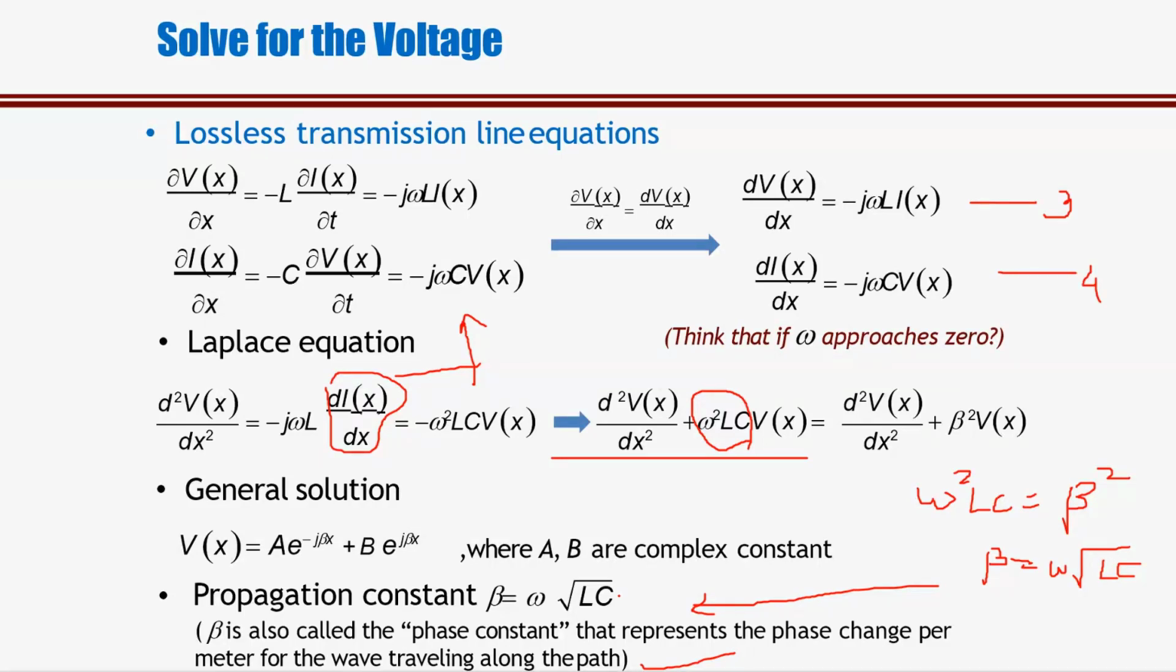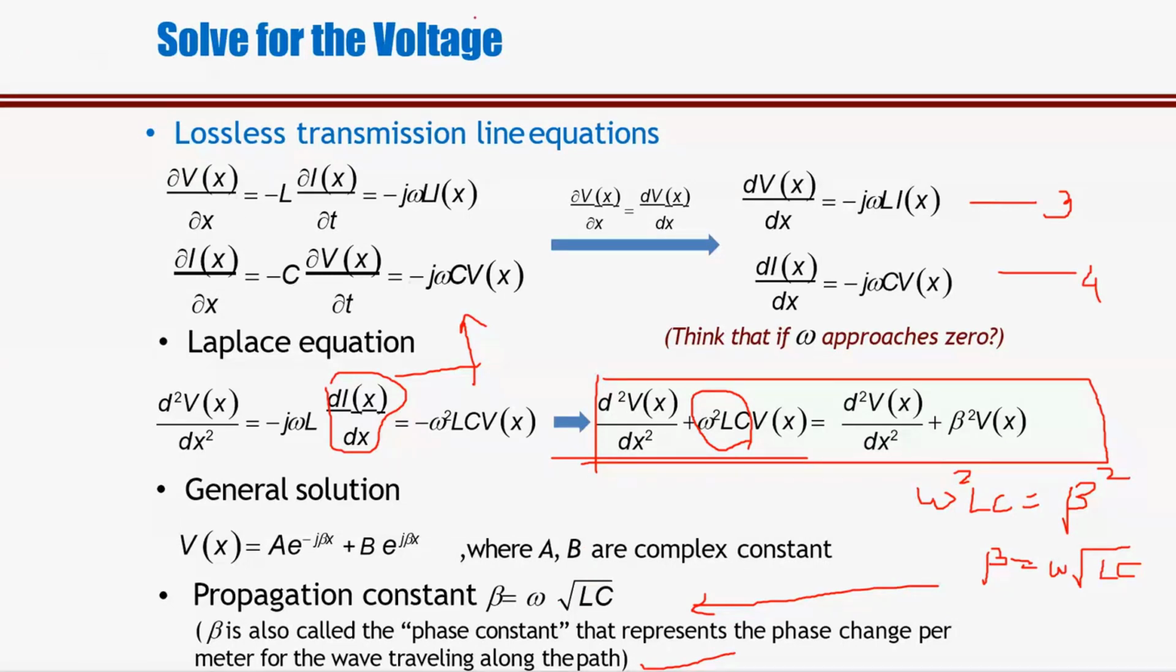Right. So for the lossless transmission line, the characteristic equation is d2V by dx square plus omega square LC V(x) is equal to 0, or d2V by dx square plus beta square V(x) is equal to 0. And from this we got beta square is equal to omega square LC, and therefore beta is equal to omega under square root LC. Beta is also called the propagation constant because it is related to V.